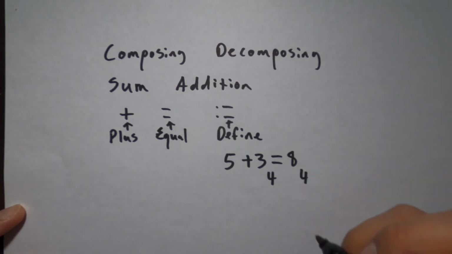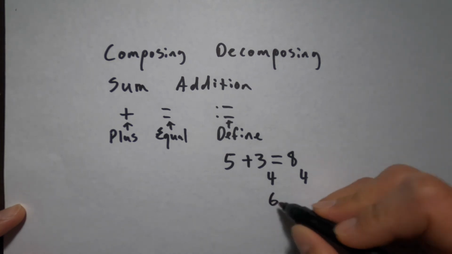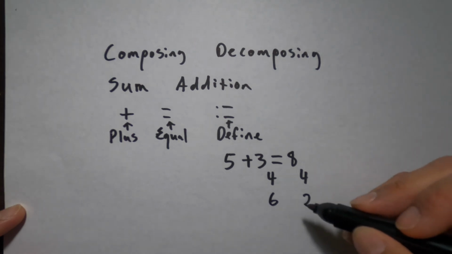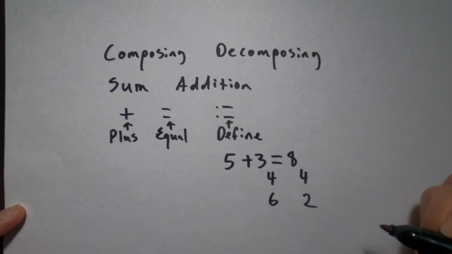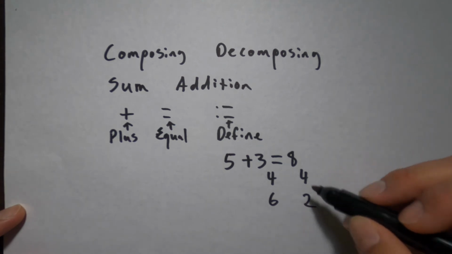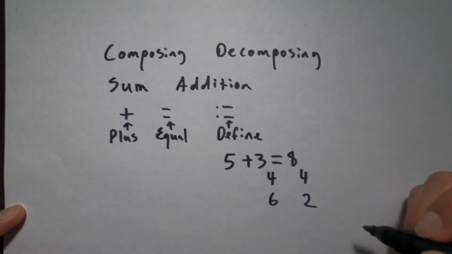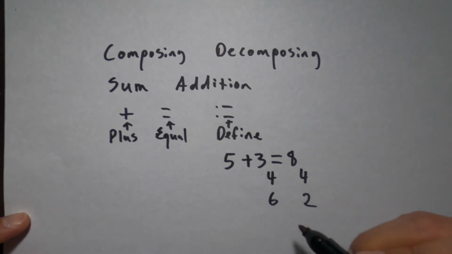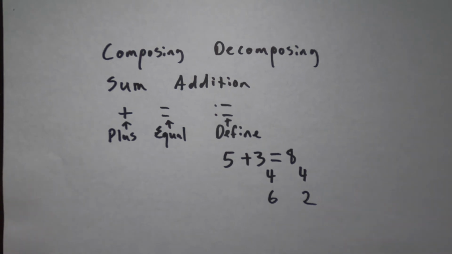But what's another way? Okay, well then maybe, let's say 6 and 2. 6, 7, 8. The sum of 6 and 2 is 8. 6 added to 2 is 8. If we compose 6 and 2, we get 8. If we decompose 8, we get 6 and 2. Now there are many more ways you can do this. 2 and 2, 2 and 2, or 1 and 1, and 3 and 3, or 4 and 2. But try to do that.